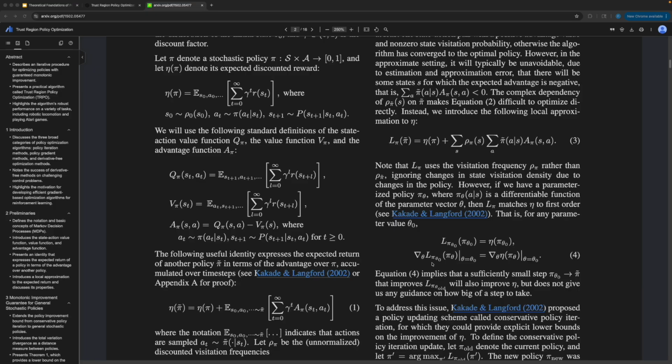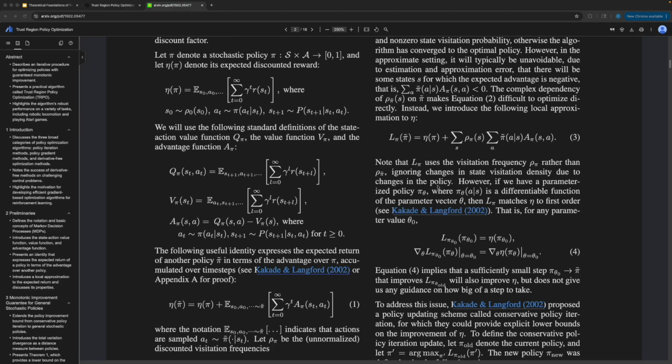Now, since L is a local approximation of η, it means that if the new policy is close to the old policy, that is, if you take a sufficiently small step, this would be a good local approximation, which means that trying to improve your L_π(π̃) would lead to an improvement in your performance η(π̃).